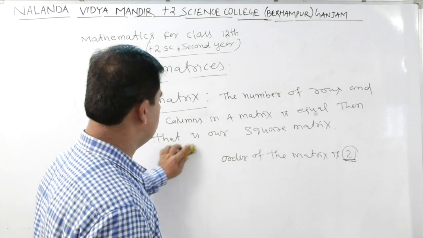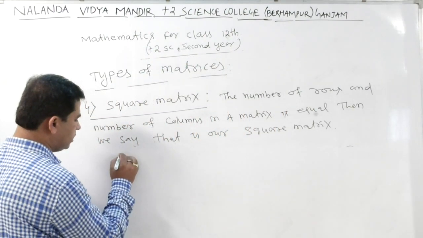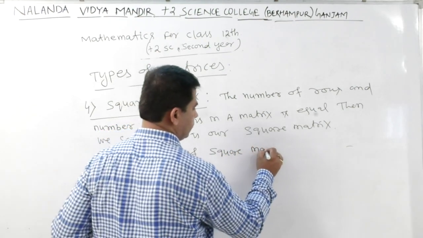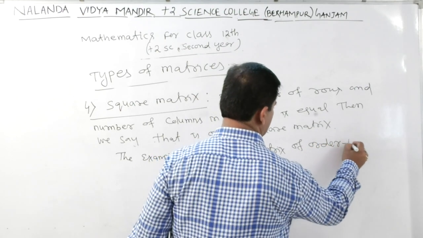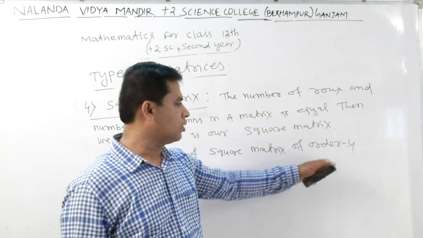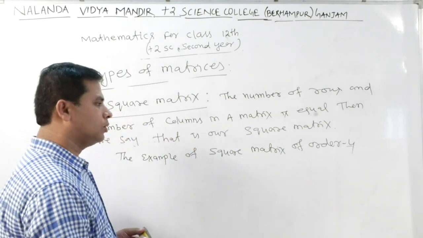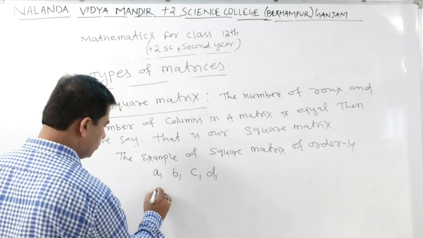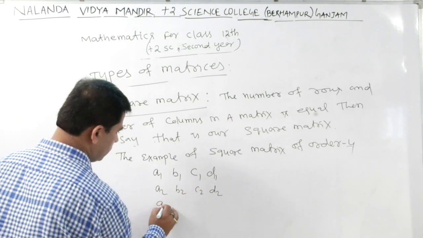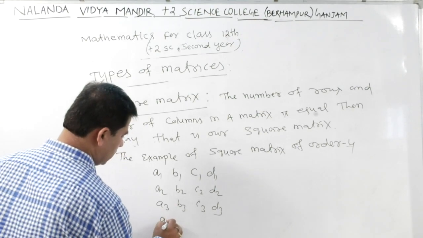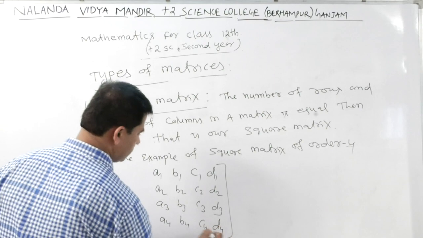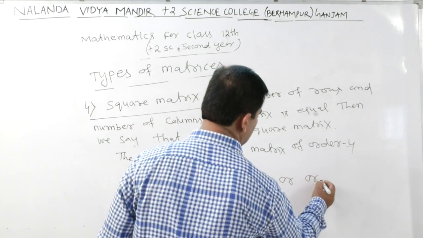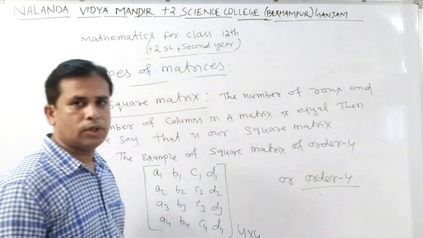Now we can write an example of a square matrix of order 4. That means the number of rows is 4 and columns also 4. A1, B1, C1, D1, then A2, B2, C2, D2, A3, B3, C3, D3, A4, B4, C4, D4. This is a square matrix of order 4. We can write the order of this matrix as 4 cross 4 or order 4. Okay?